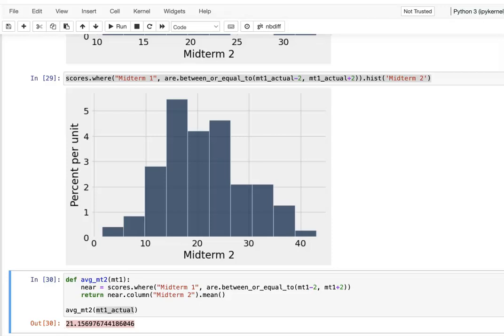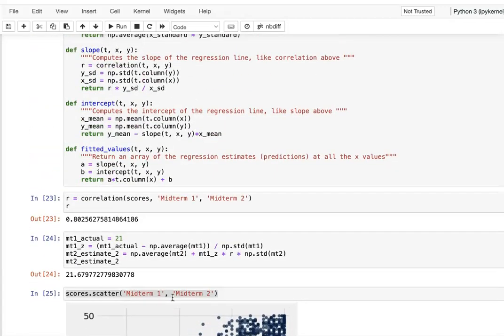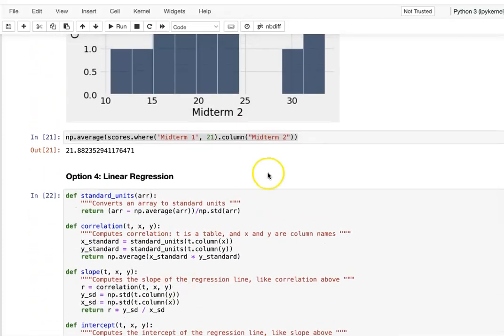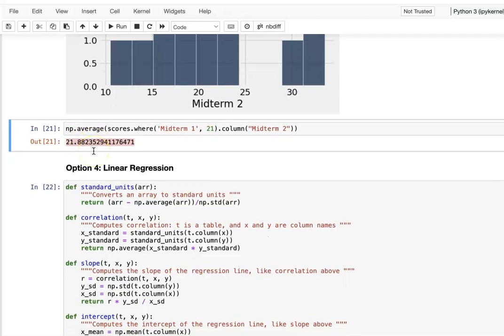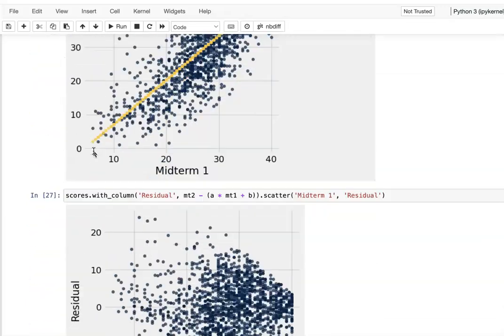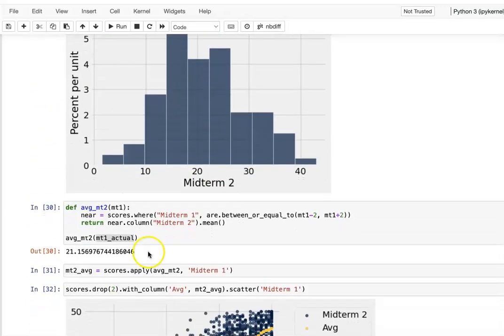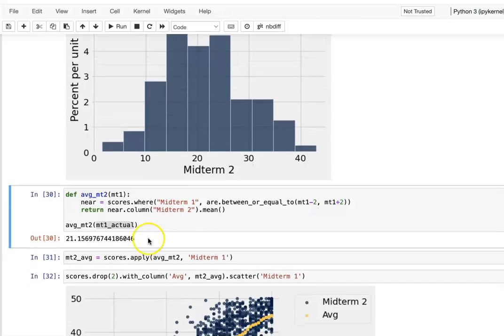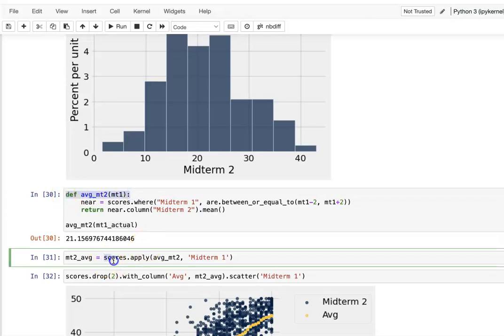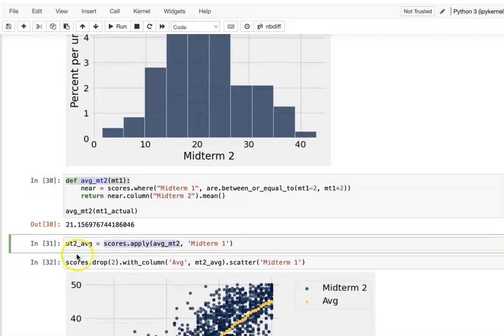You see here, we kind of used option 3 as well. But remember in option 3, we used the same midterm 1 grade and then found the average, which was 21.88. Here, if we go plus or minus 2, the average is 21 something as well, just a little smaller than 21.88. Since we have the function, how about we apply this function to the table? So that's our midterm 2 average.